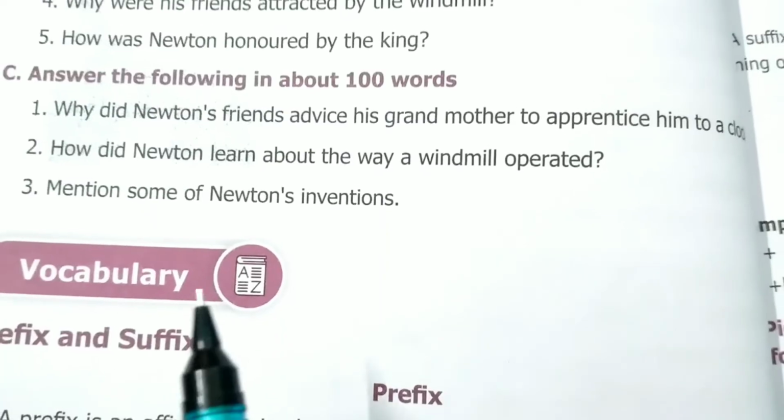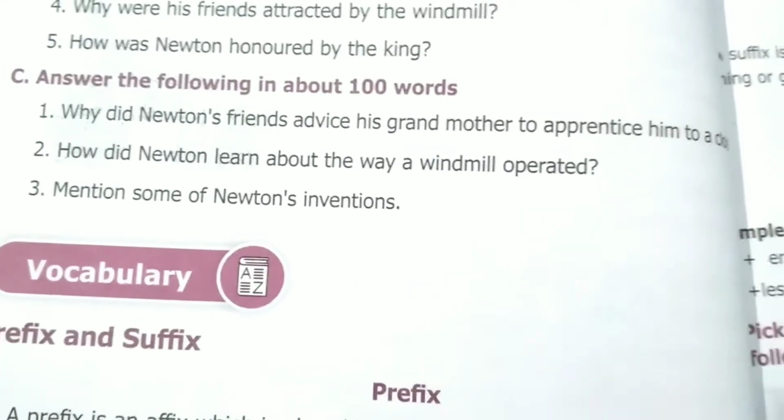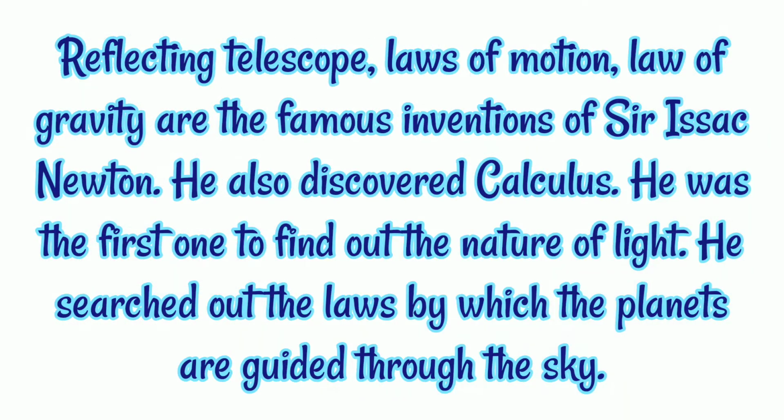Third one, mention some of Newton's inventions. Reflecting telescope, laws of motion, law of gravity are the famous inventions of Sir Isaac Newton. He also discovered calculus. He was the first one to find out the nature of light. He searched out the laws by which the planets are guided through the sky.